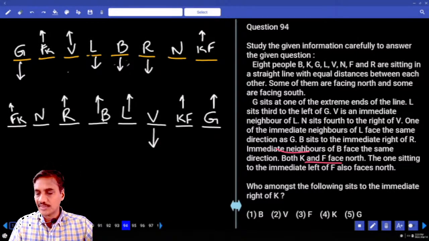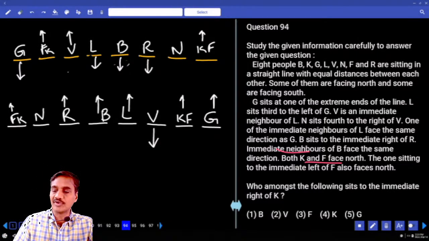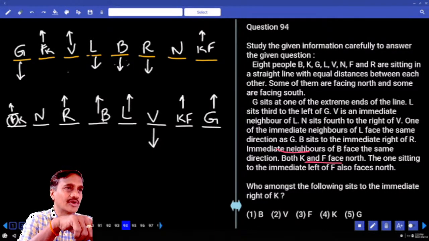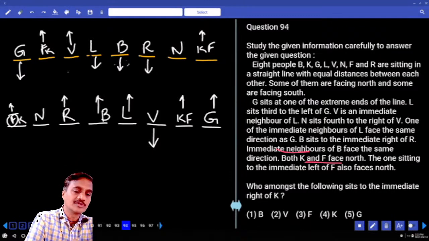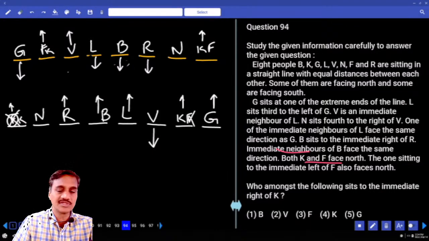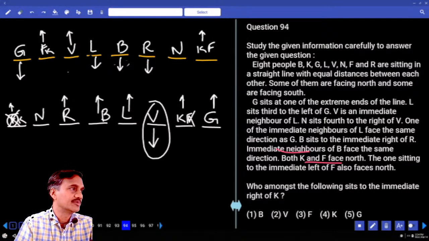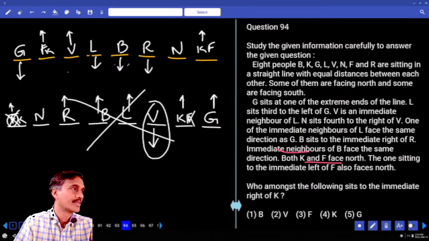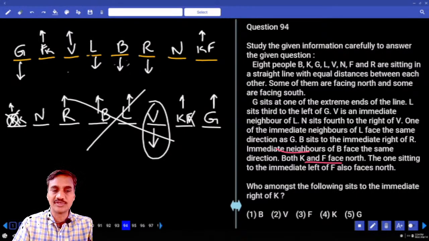Then in this one, the one who is sitting to the immediate left of F also faces north. Here F is facing towards north. Immediate left of F, is it possible? Not possible, F cannot be here. And suppose F is here, who is to the immediate left of F? V. V should be facing north, but here V is facing south. And this case is ruled out. Done with this? Hence we are left with the first case.